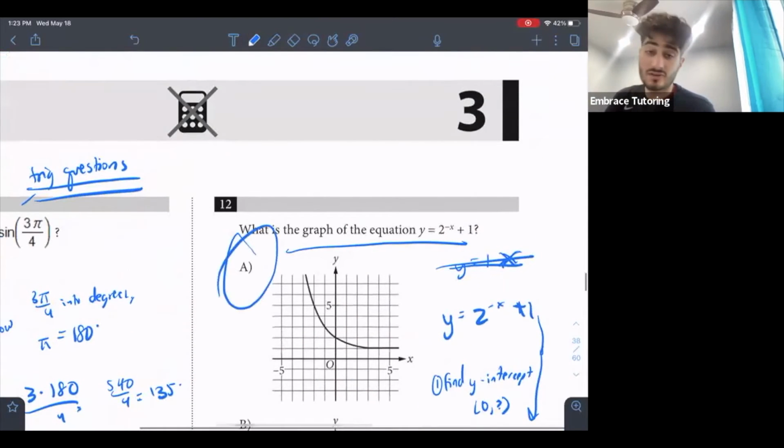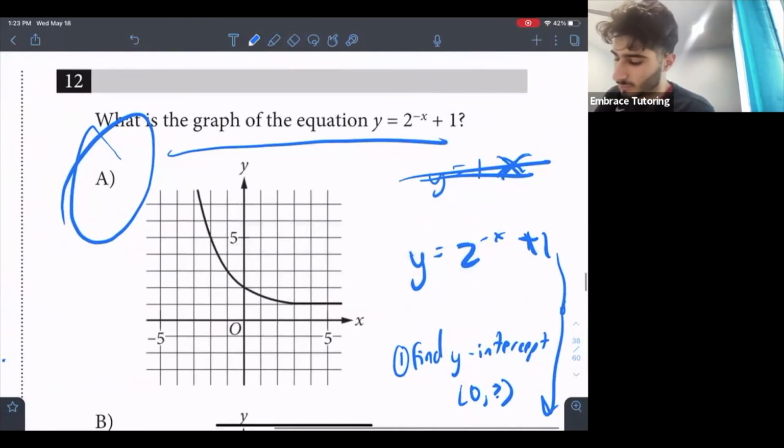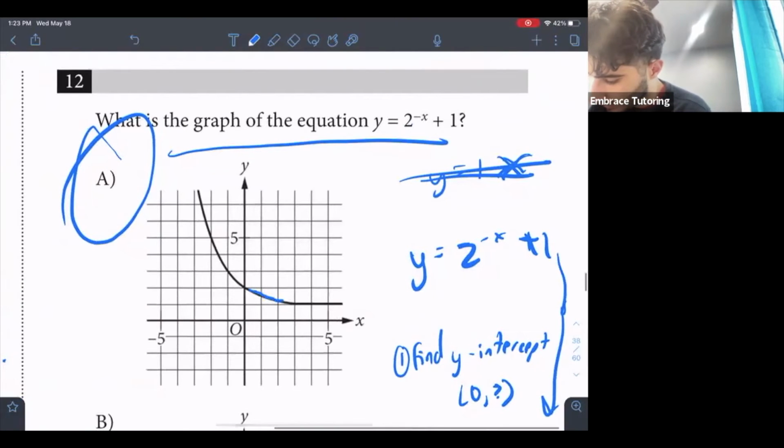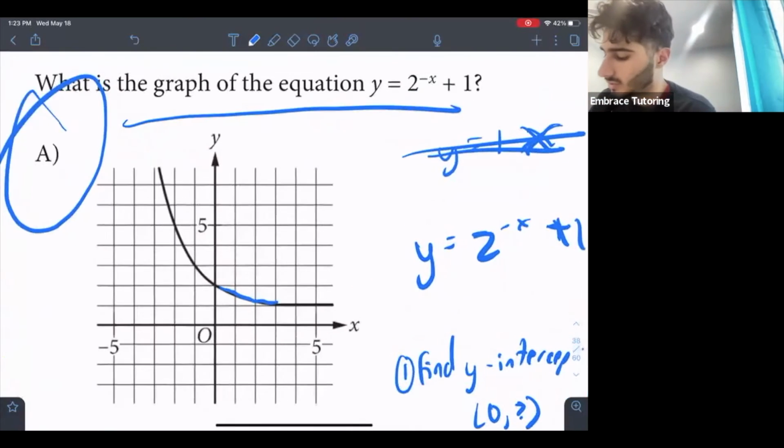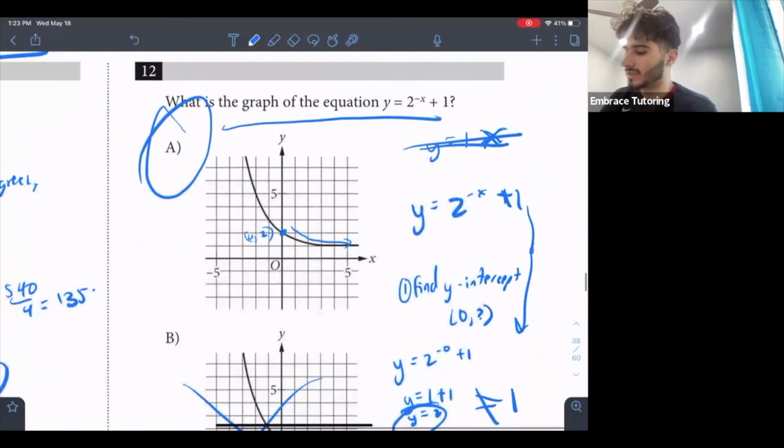So our answer has to be choice A, because once you plug in 1, it decreases, and eventually goes down into the asymptote. And this satisfies the (0, 2) y-intercept, and it also goes down slowly. So it has to be choice A for question 12. That's how you do question 12.